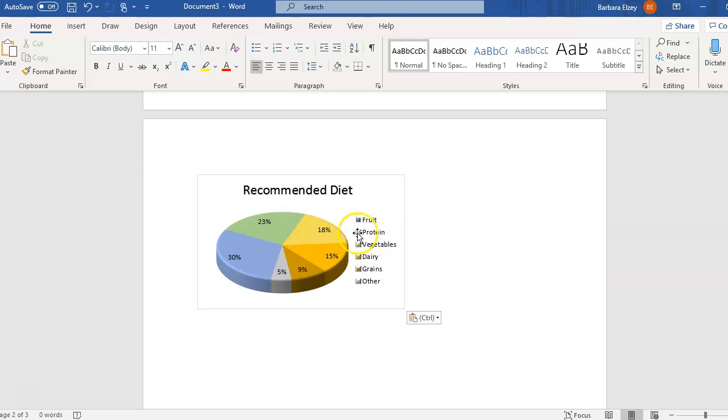So if we look at the green here, this 23%, and that corresponds to, it's a little bit hard to see in the key over here, protein. 23% of our diet should be protein. This blue, 30% of our diet should be fruit. And notice if we add up everything here, it's 100%, and that should always be the case on a pie chart.